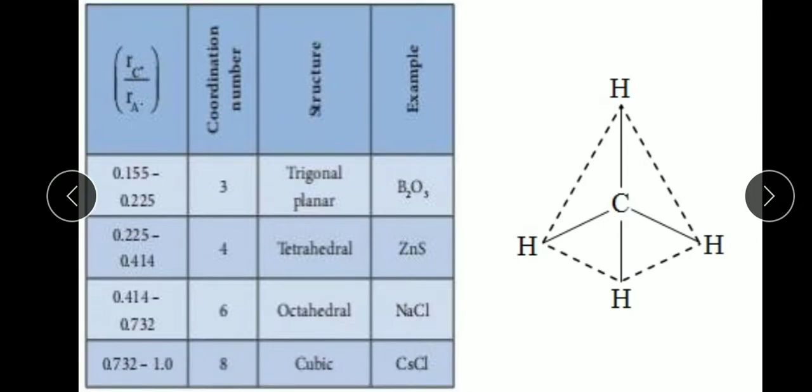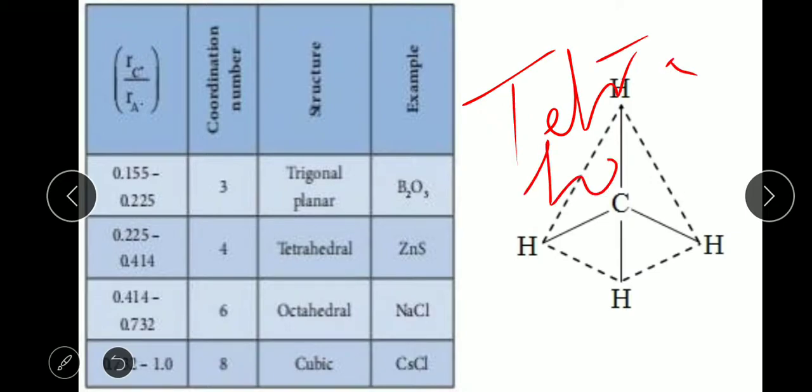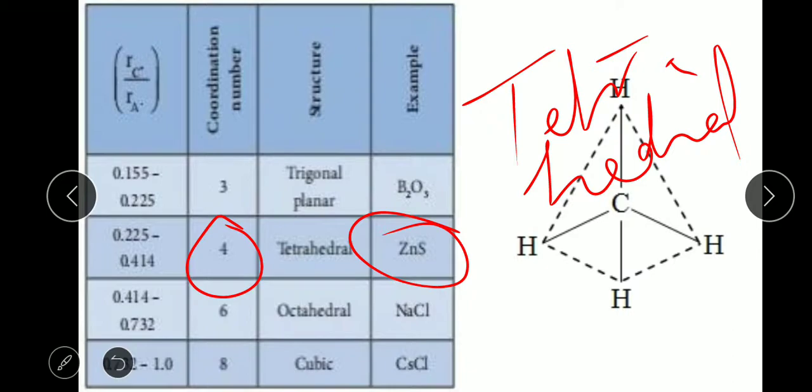Next one, tetrahedral. The tetrahedral has coordination number 4. Example, CH4 or ZnS. The radius ratio of the tetrahedral is 0.225 to 0.414.